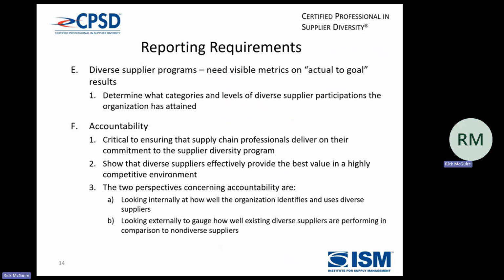Accountability, critical to ensuring that supply chain professionals deliver on their commitment to the supplier diversity program. Show that diverse suppliers effectively provide the best value in highly competitive environments. And the two perspectives: identify and use diverse suppliers, and look externally to gauge how well existing diverse suppliers are performing in comparison to their non-diverse brethren.